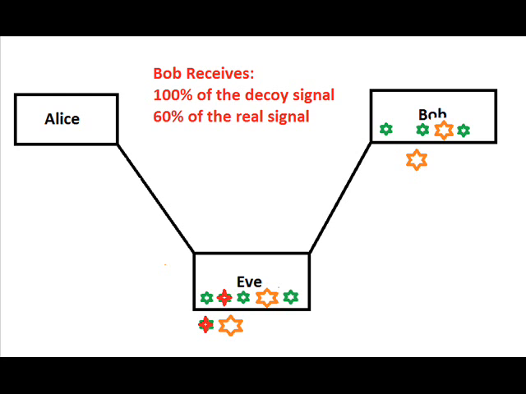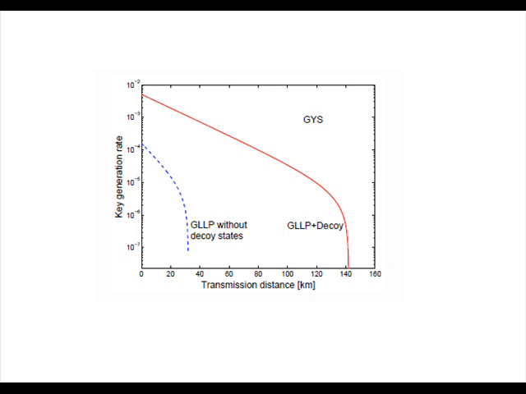Research done at the University of Toronto has not only proven that decoy states can protect quantum key distribution from number splitting attacks, but can also be used to increase the maximum transmission distance. Quantum key distribution using decoy states, seen here as the red line, have achieved transmission distances over 140 kilometers, while standard quantum key distribution has been limited to only 30 kilometers.